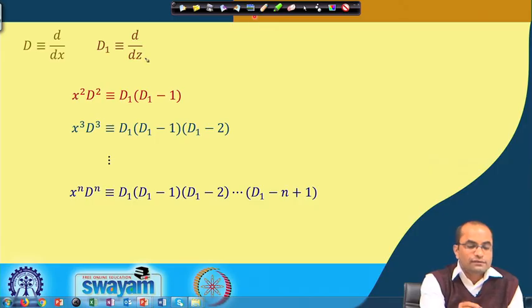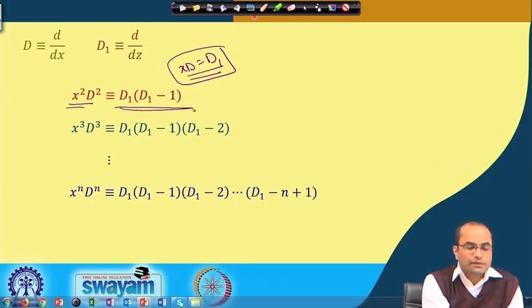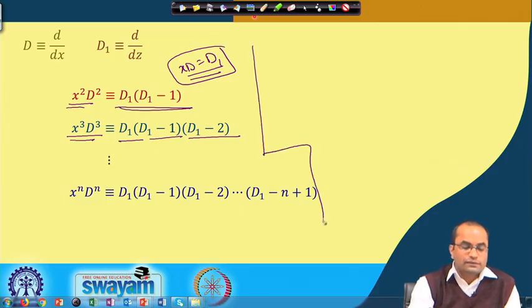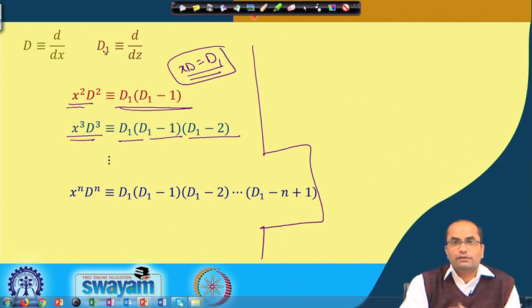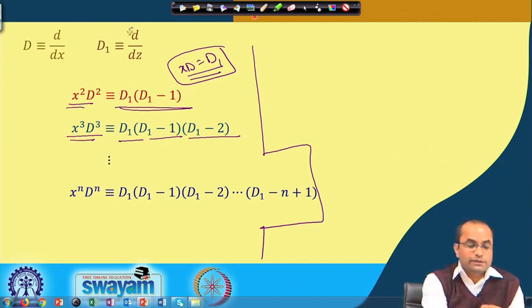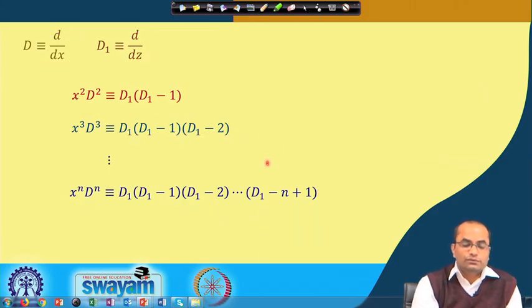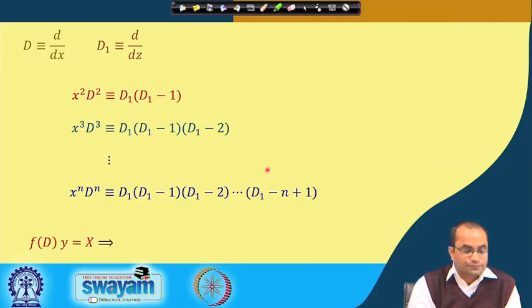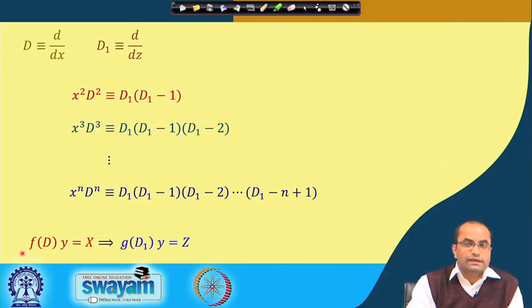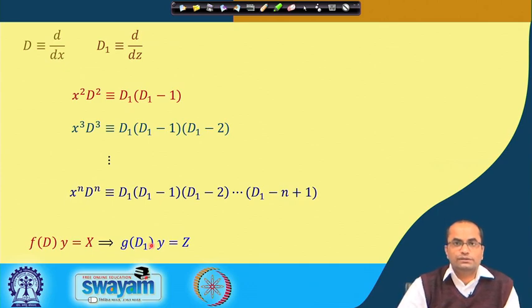So, these are the general forms, and we already remember that x D was D₁. So, we have x D equal to D₁, x² D² equal to D₁(D₁ minus 1), x³ D³ equal to D₁(D₁ minus 1)(D₁ minus 2). Once we know how the D operator is changed to the D₁ operator, where D₁ is with respect to z and D is with respect to x, we realize that our original equation will be converted to a linear equation with constant coefficients. Meaning, if we have f(D) y equal to a function of x, with that substitution we get some function g(D₁) y equal to a function of z, and this g(D₁) will be free from z, meaning there will be constant coefficients only in this equation, and we know how to solve an equation with constant coefficients.